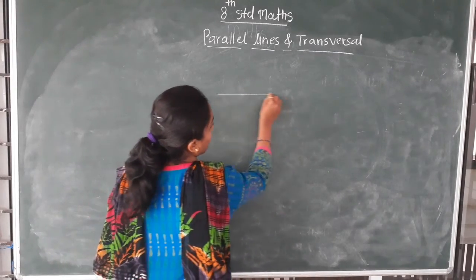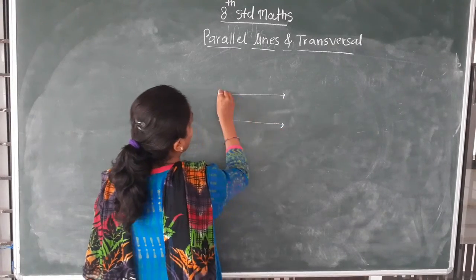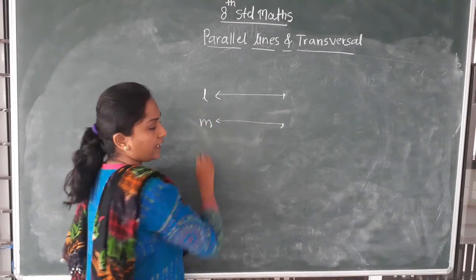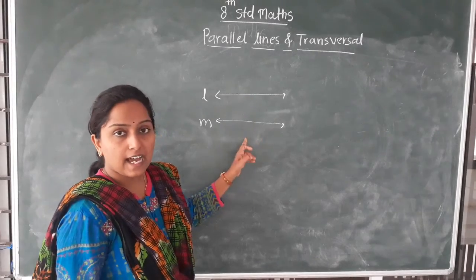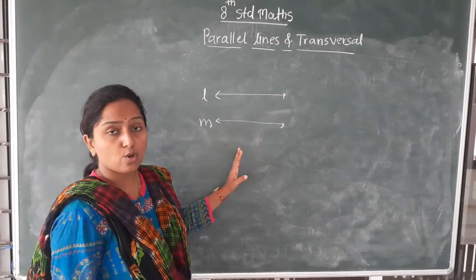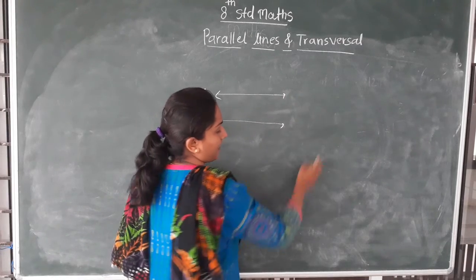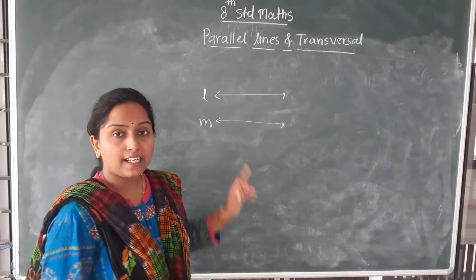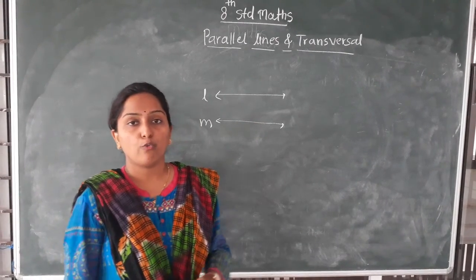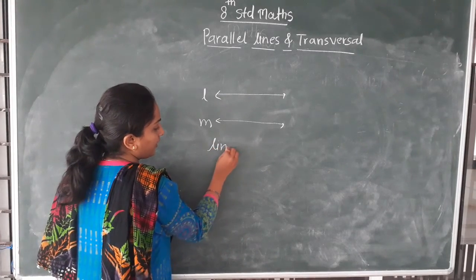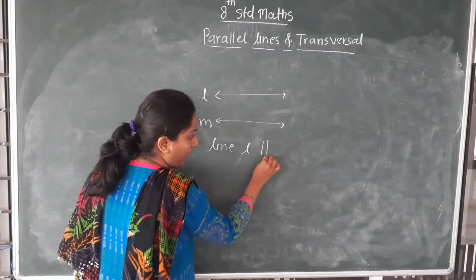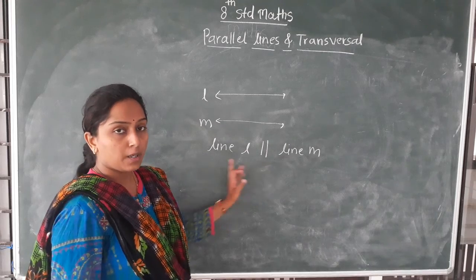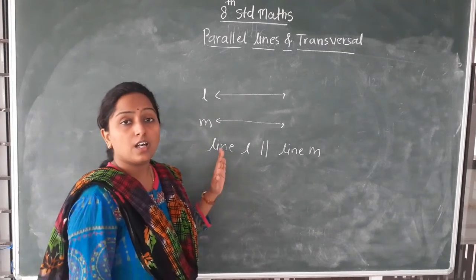For example, suppose I have drawn here two lines, line L and line M. These two lines are not intersecting now, and if I extend these lines, then also they are not intersecting with each other. That's why line L and line M are called parallel lines. We can write it as line L is parallel to line M. This is the symbol for showing parallel lines. Okay, this is about parallel lines.